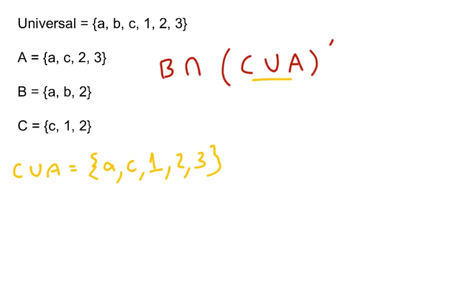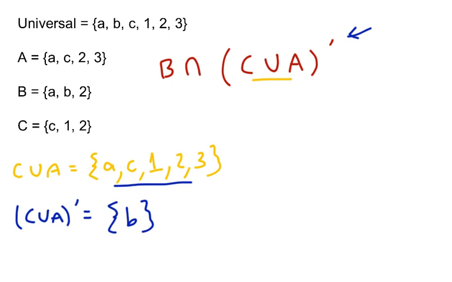Okay, I've got that. The next thing I need to do up here in my problem is take the complement of that set that I just found. So what I need is C joined with A, take the complement. So that's everything that's in the universal set that's not in that set that I just found. Well, it looks like A, C, 1, 2, 3 are in there, so the only thing that's not in there is B.